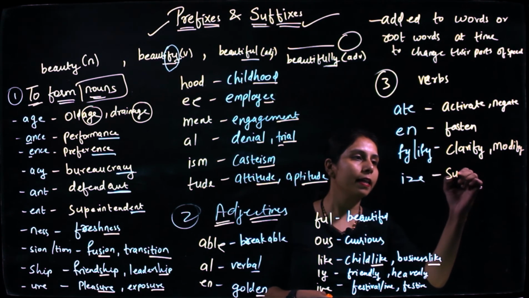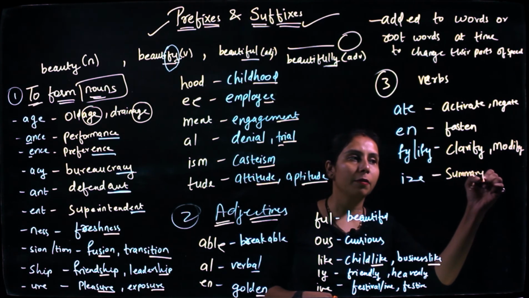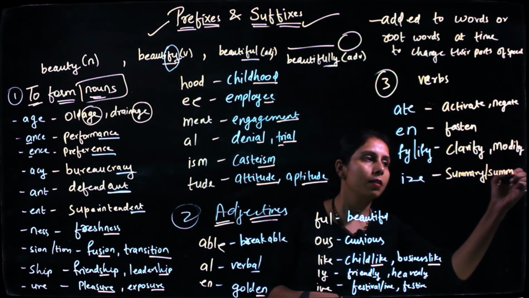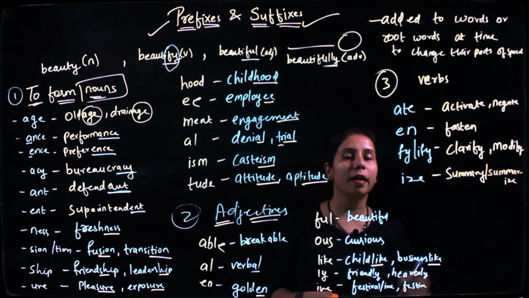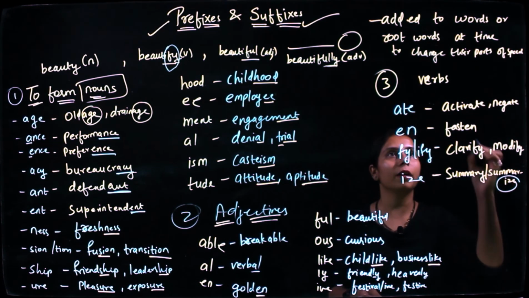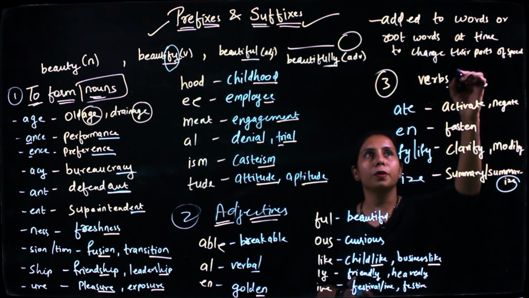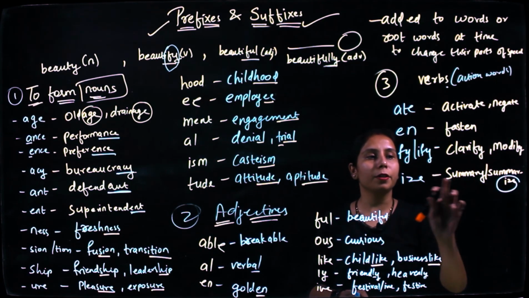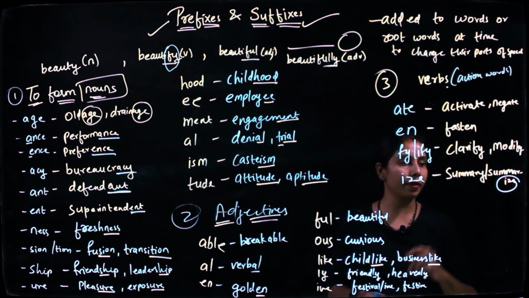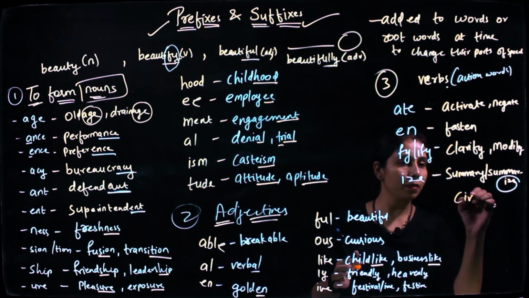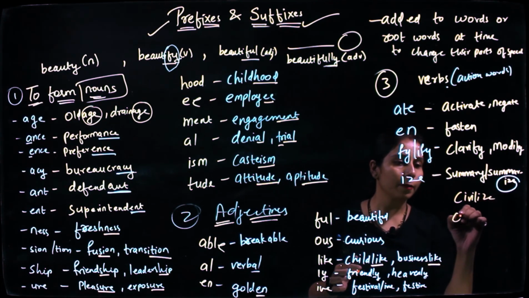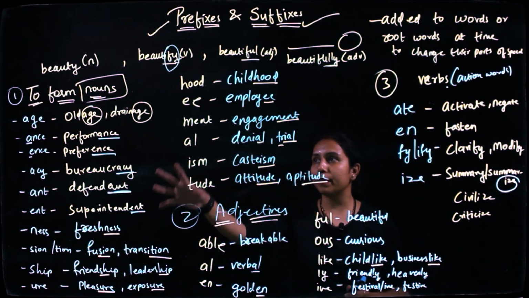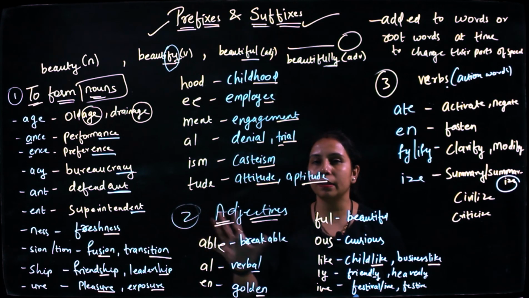Then for -ize, summarize. Give me a summary of it, or you would say summarize it to me. Summarize. Summarize it to me. So what you have added over here, you have turned it into the action word. Verbs are action words. We know about it, right? Summary to summarize. Then I would give one more example. Civilize, or say criticize.